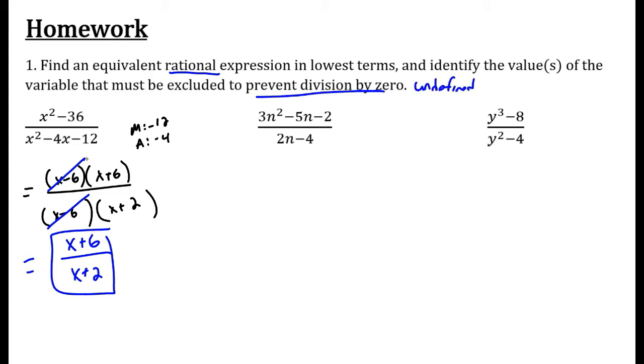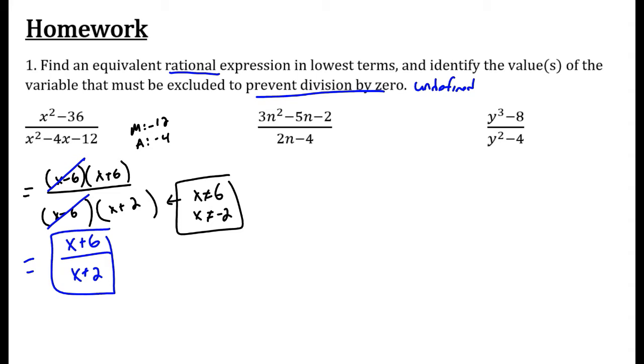So when is this original expression undefined? Well, let's look at this denominator here in factored form. If we use the zero product property, we get that x cannot equal 6, x cannot equal negative 2. Because if you plug in 6 to the denominator, you'll end up dividing by 0. If you plug in negative 2 to the denominator of that original expression, you end up dividing by 0. So those are the values that we exclude.